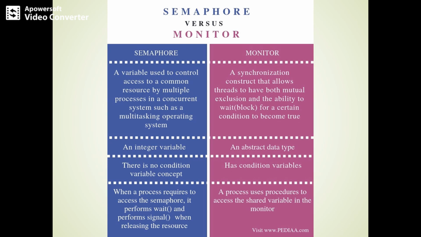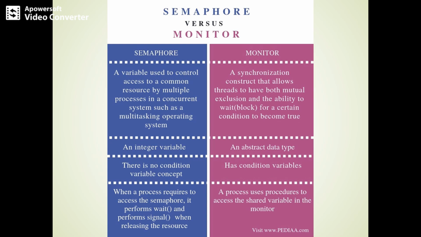In semaphore, there is a variable which controls the access for multiple processes, whereas a monitor is a synchronization construct which allows the threads to have both mutual exclusion and the ability to wait for some condition. A semaphore is basically an integer variable, whereas a monitor is an abstract data type containing data and procedures. In semaphore, you invoke the wait and signal operations, but in the monitor there is a set of procedures to access the shared variable.